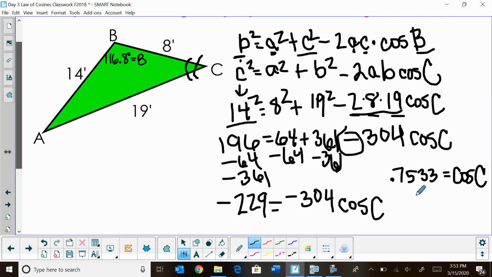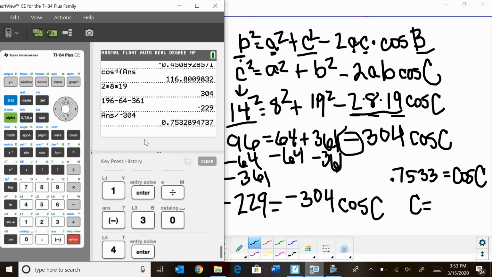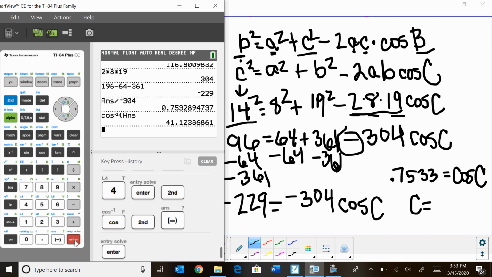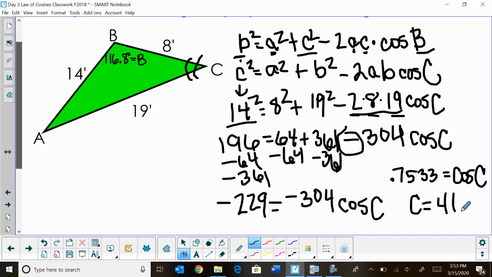Then we just need to find C by using inverse cosine. So go back to our calculators and do inverse cosine of the previous answer. And we get 41.1 degrees. And that's angle C. So let's see if I can pick that up. I can. There's angle C. And that's my second largest. That means angle A must be pretty small because it's got to be less than 41.1.